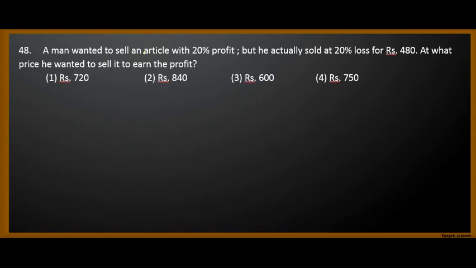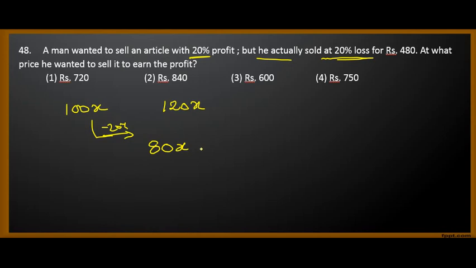A man wanted to sell an article with 20% profit, but he actually sold at 20% loss for 480 rupees. At what price did he want to sell it to earn the profit? Assume the cost price is 100x. He wants to get a profit of 20%. Actually, he has to sell it for 120x. But what happens? He sold at a loss of 20%. So minus 20 on this. So 80x. He sold it for 80x.